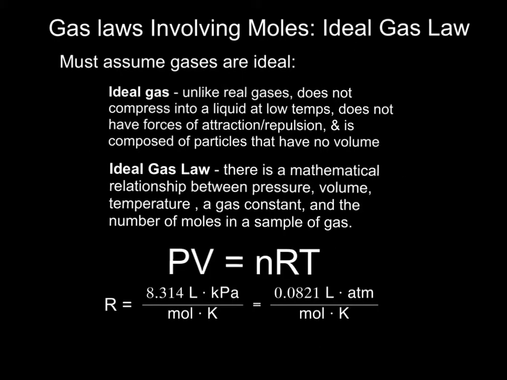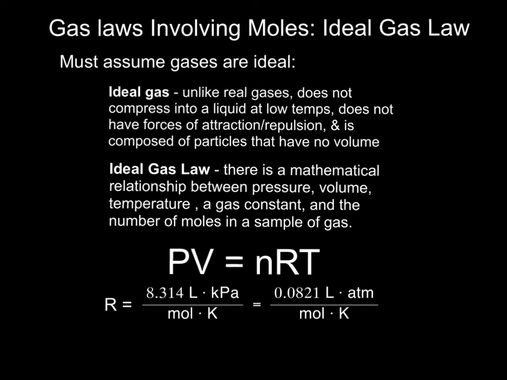Here's the big law for the night, the ideal gas law. This law is another law that involves moles, but there's some more to it than just Avogadro's law. In order for the ideal gas law to work for us, we have to assume some things about gases that don't actually happen. An ideal gas, according to the scientists, does not compress into a liquid at low temperatures. We know it does. There's liquid nitrogen. It does not have forces of attraction or repulsion. We know that can happen, although it tends not to happen too often because of the collisions being elastic.